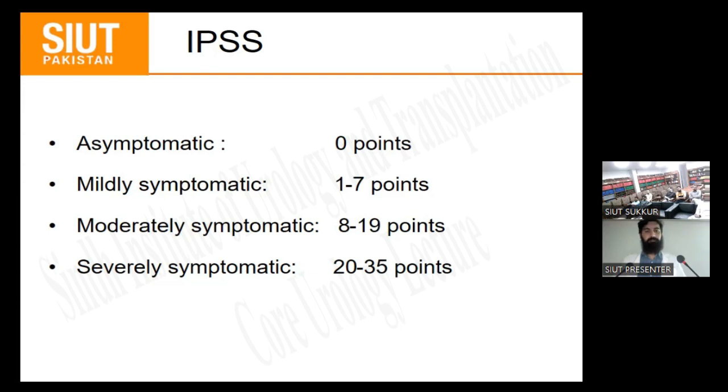But if a person calculates the IPSS, he comes out to be mild. Do you think he requires tamsulosin? Whereas it is recommended in mild IPSS, you can observe this patient. You can see how it progresses. Whereas in moderate, you have your scientific background to give tamsulosin. And in severe, then you have other options, surgical included.